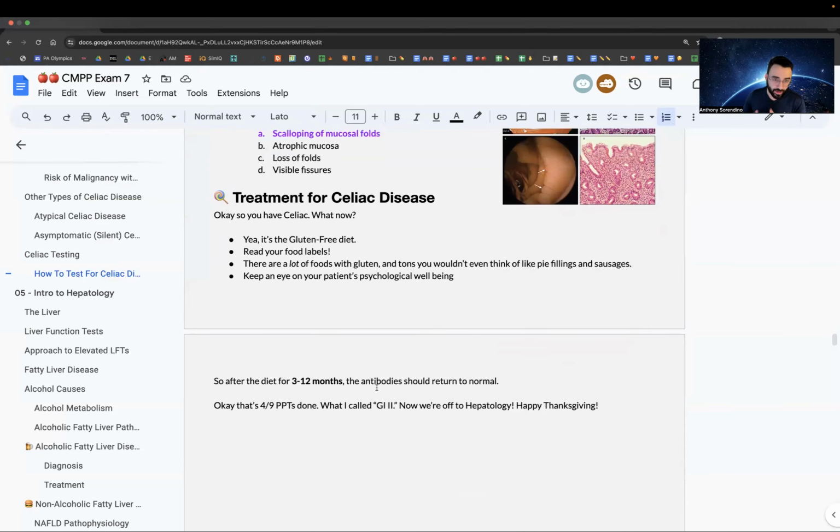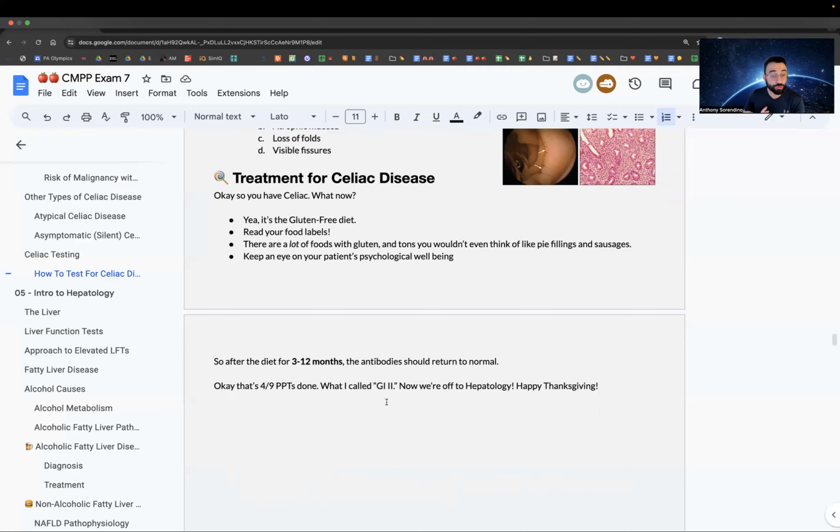So you have celiac. What now? It's just going to be the gluten-free diet. Read your food labels. It's going to be really difficult, but do your best to get through it. There are a lot of foods with gluten and tons you wouldn't even think of that have gluten in them. You want to keep an eye on your patient's psychological well-being. And the cool thing is, if they're on this diet for 3 to 12 months, their antibodies should actually return to normal.